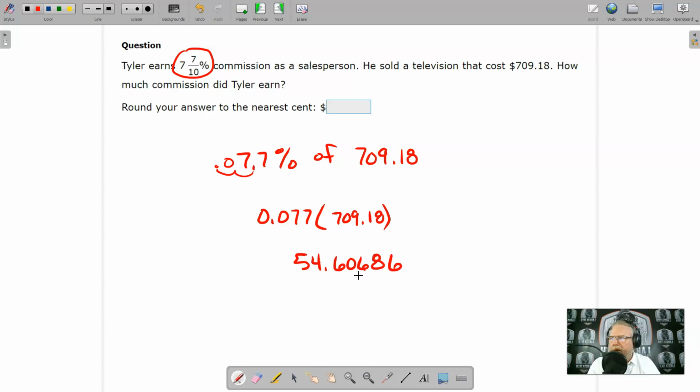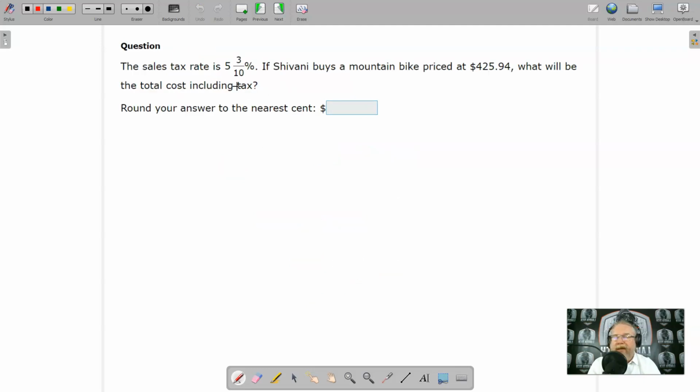Well, we're dealing with money, so we just want to go to this place value here. It says to round your answer to the nearest cent. So as I look to the right of the 0, I see that there's a 6. 5 or more, raise the score. So the 6 is going to make this 0 become a 1. So I end up with $54.61 as my answer. $54.61 is Tyler's commission.